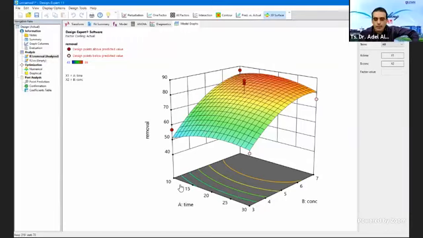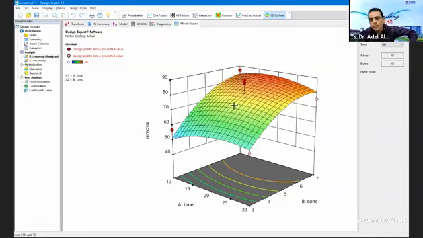A, this is A, the time from 10 to 30, concentration from 3 to 7. So come to read this one. How do I have to read it? When the time goes down, the concentration goes up. When the time goes up and the concentration also goes up, you will get a high value here, high removal.